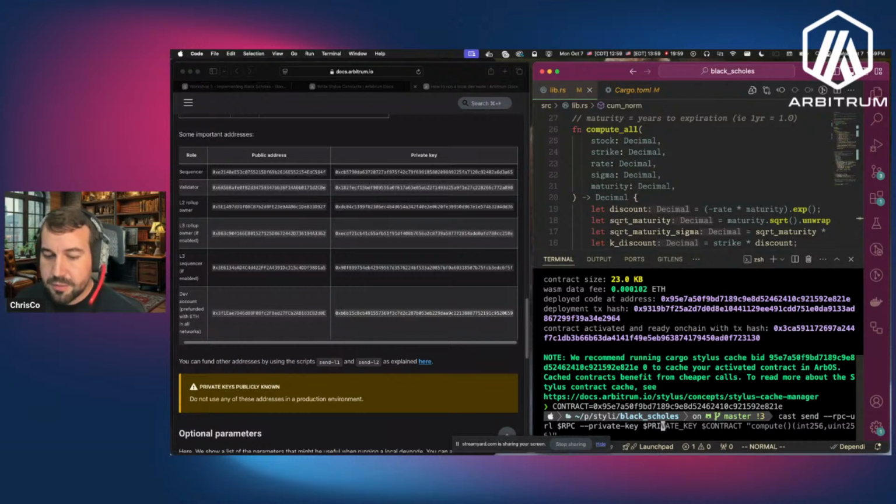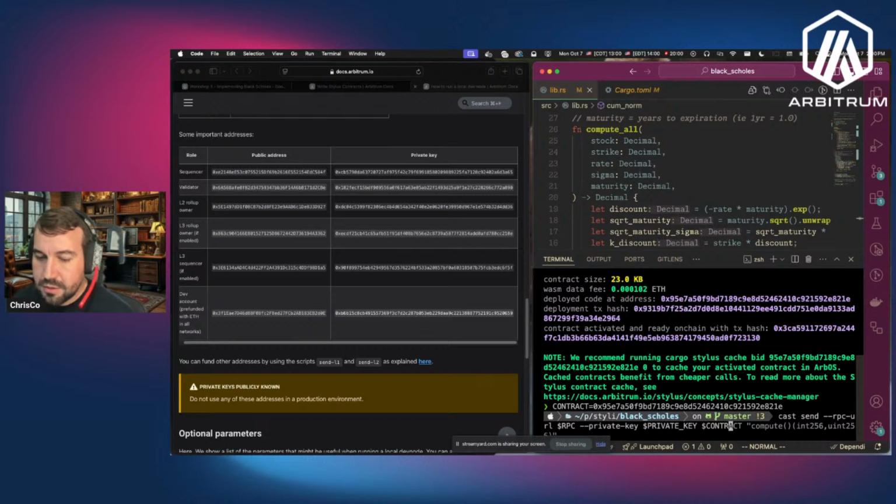And so I'm just going to go ahead and finish typing that. After you've got the RPC URL for cast send and the private key, we're able to then pass in the contract address, which I set to that local variable up here.